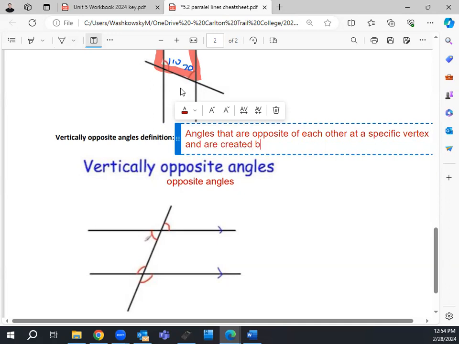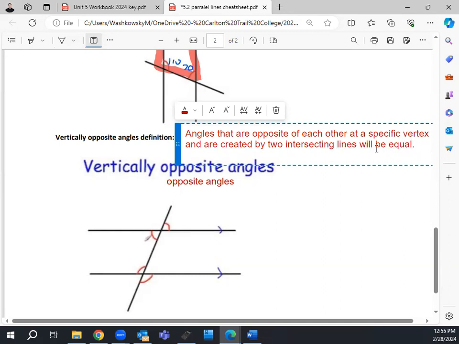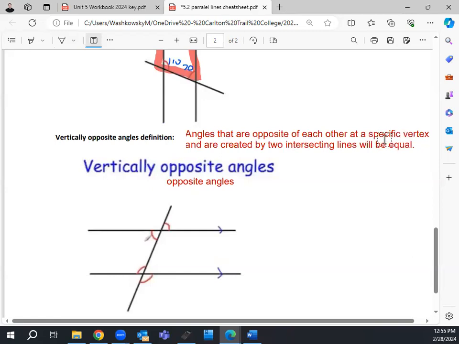And are created by two intersecting lines will be equal. So angles that are opposite each other at a specific vertex and are created by two intersecting lines will be equal. We'll explain what this means.